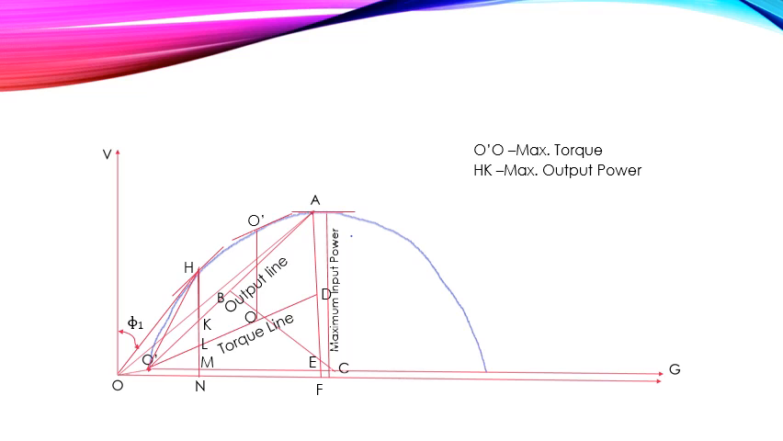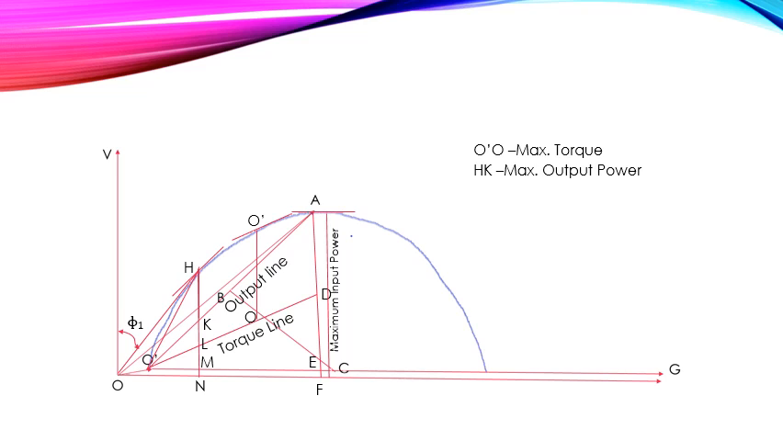Then at an angle phi 1, draw or join OH. So to get the point H, draw a line parallel to O dash A, that is the output line, that also represents the rotor current referred to the primary side, that is I1 dash, right? So OH will indicate the current I1, and that is at an angle phi 1 to V.